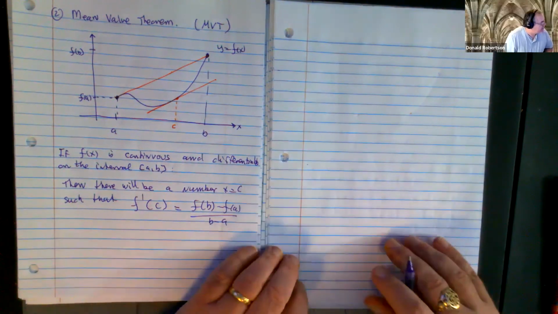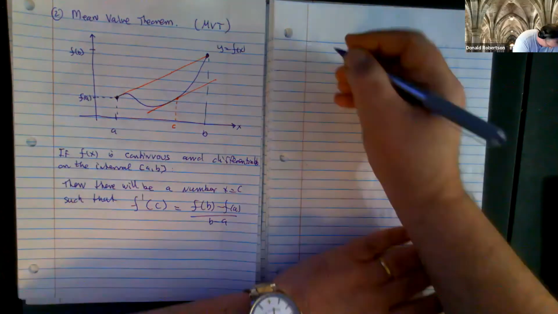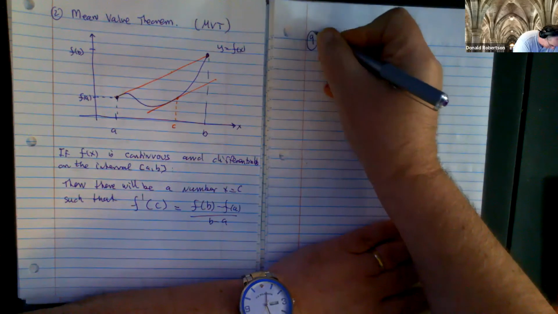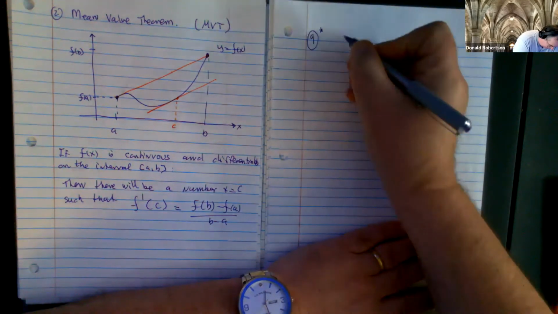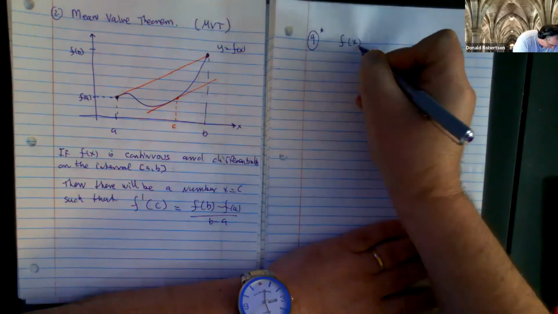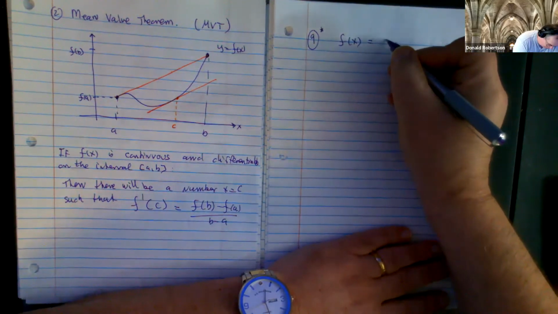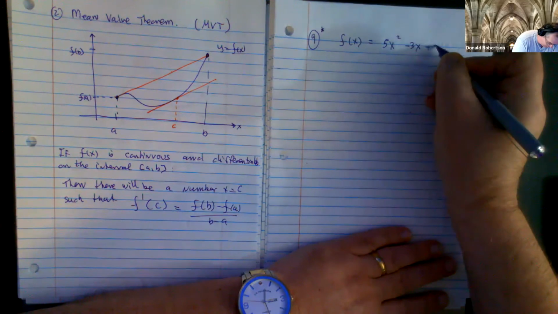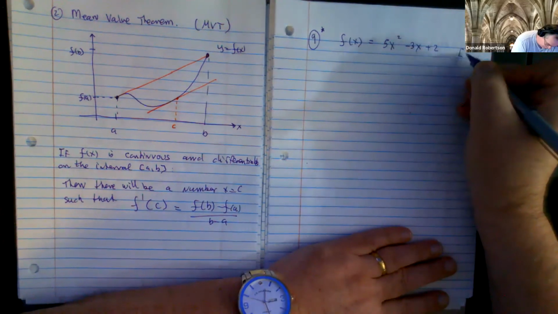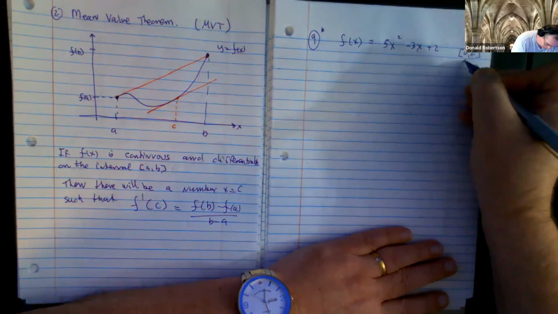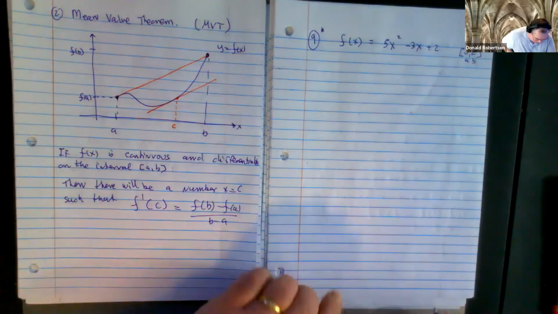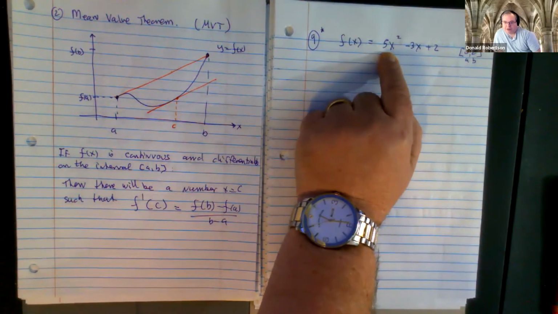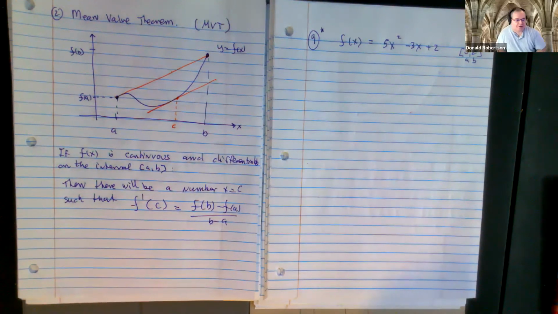So let's put it into operation then. Question 9. The function that we're going to do the mean value theorem on is 5x squared take away 3x add 2, and it's going to be in the interval 0 to 2. So that's basically my A and my B. Would you agree that all quadratics are continuous and differentiable? Right, so we can use the mean value theorem.